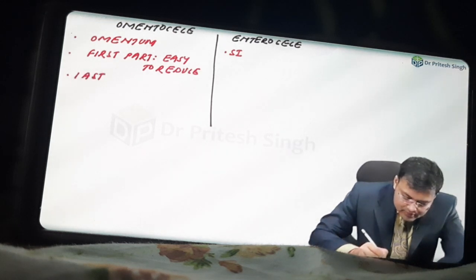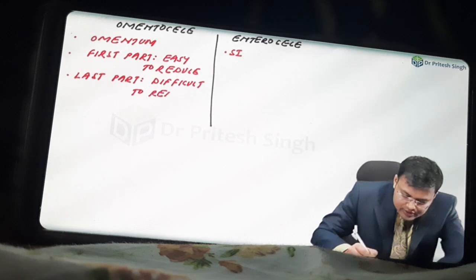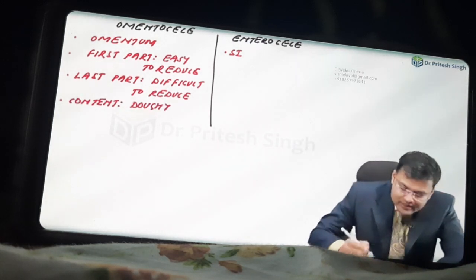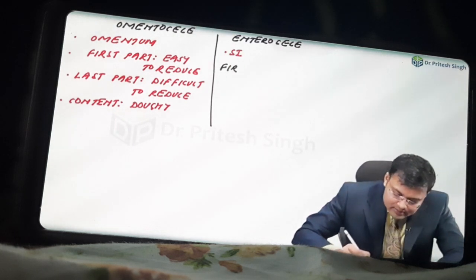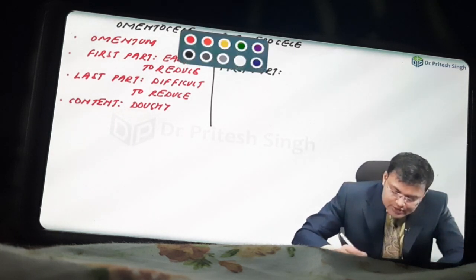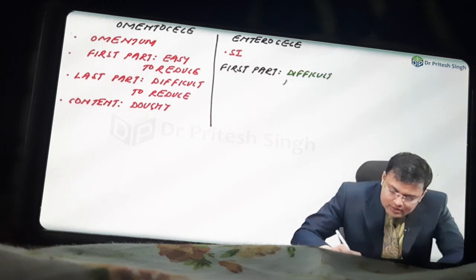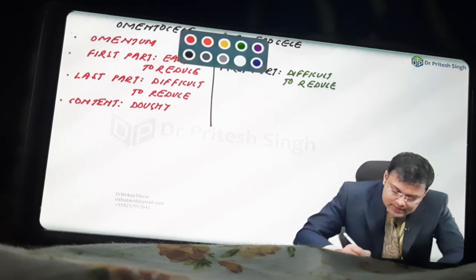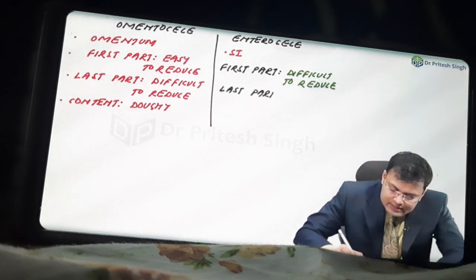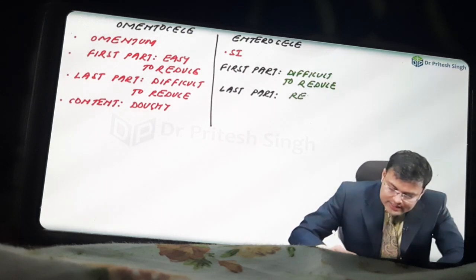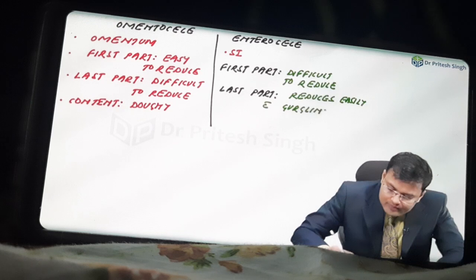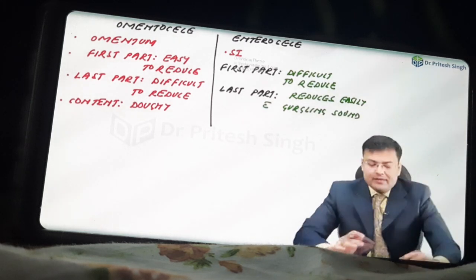The last part is difficult to reduce, and the content is doughy. Here in enterocele, the first part is difficult to reduce, but the last part reduces easily with a gurgling sound. So these are the differences between omentocele and enterocele.